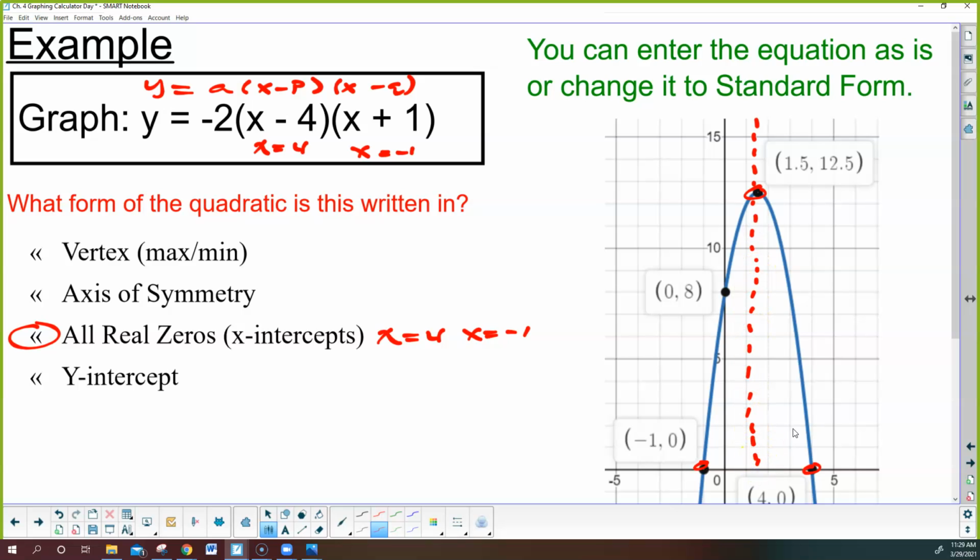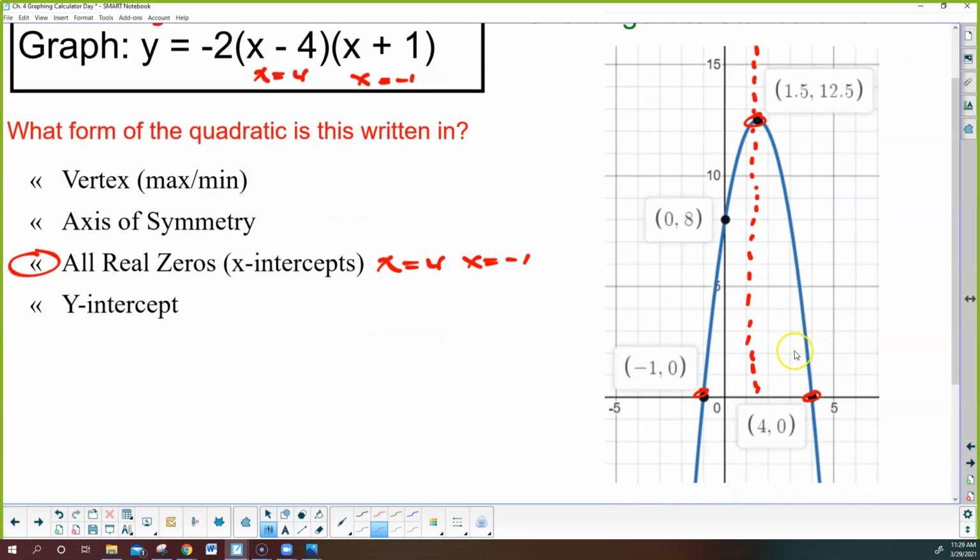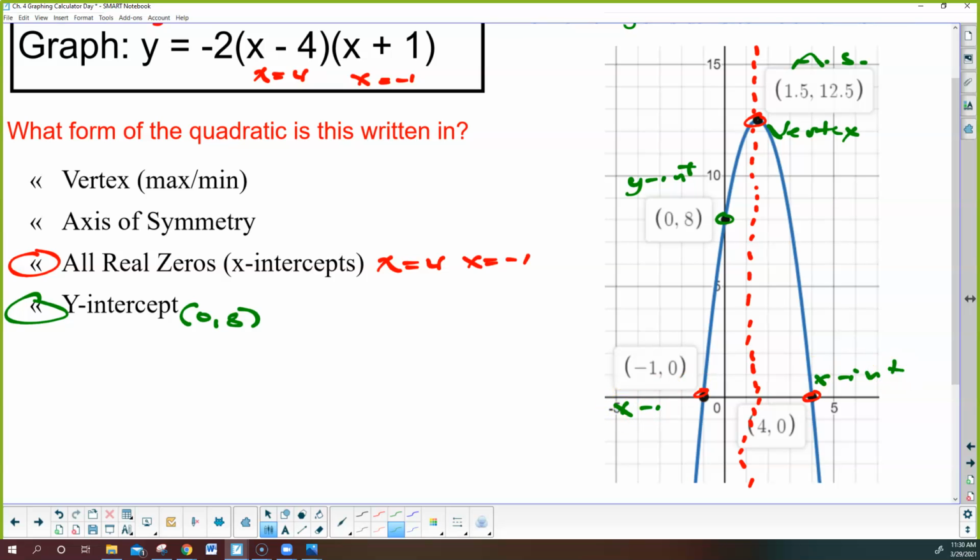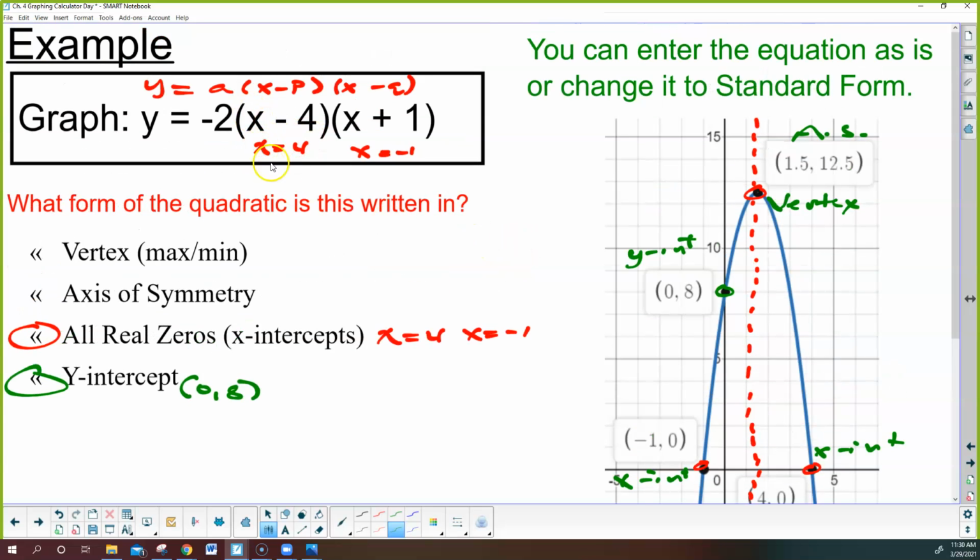By the way, my pen is not working very well today, so it's extra sloppy compared to usual. And then the y-intercept is at the spot (0, 8), and your graph should look like this with all the words labeled. You can abbreviate that as axis of symmetry, and then vertex, x-intercepts. So this one is nothing special. I just wanted to point out the other form.